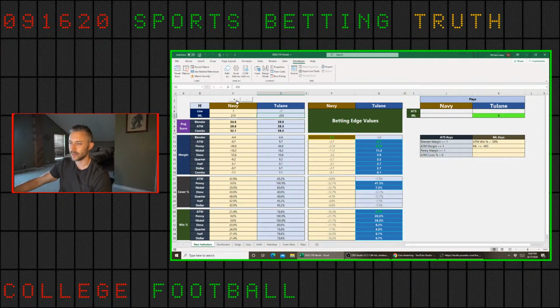Navy and Tulane. I don't know what to think about this. I think the money line's the best bet because Navy looked so bad in their first game because they hadn't been practicing. And Tulane did not look great against South Alabama either, but they still won. But I think minus 255 at home for Tulane is the safe play.